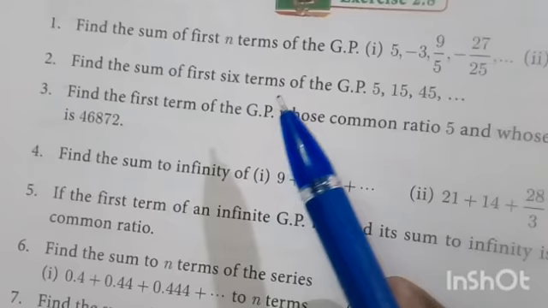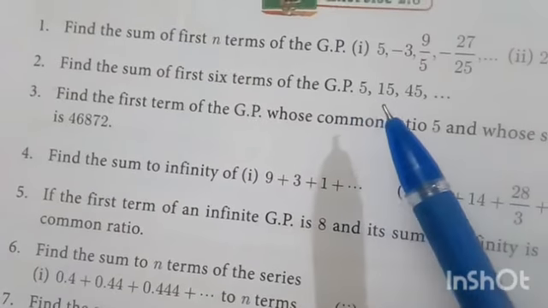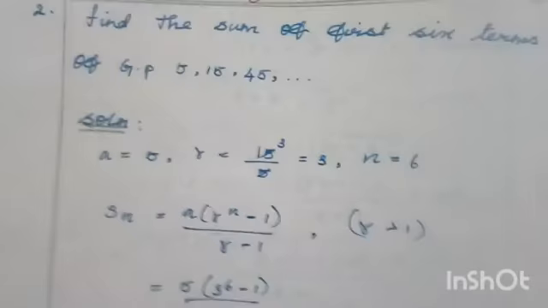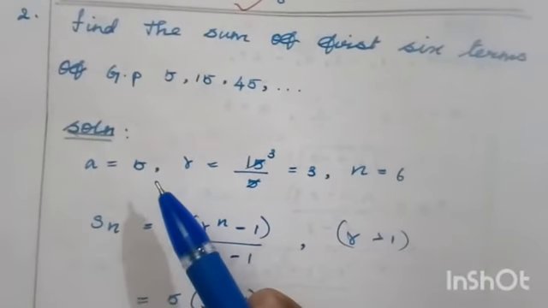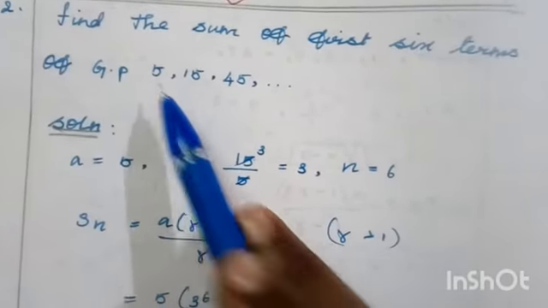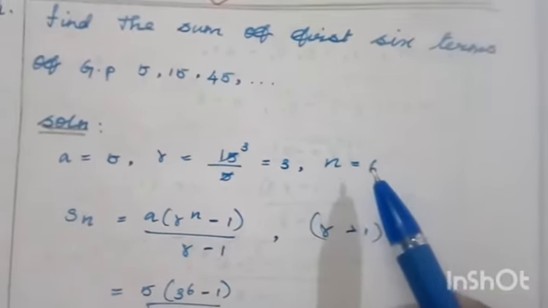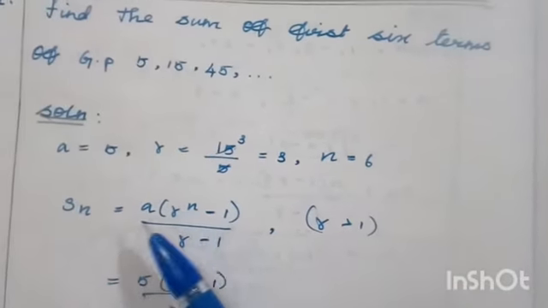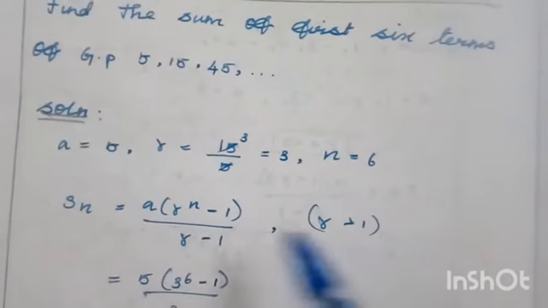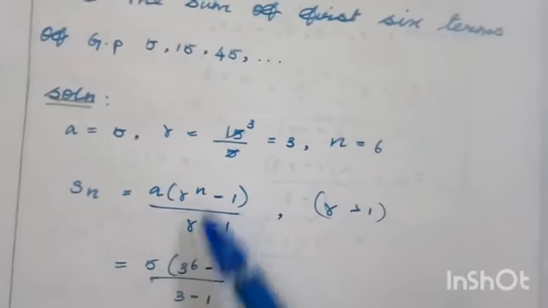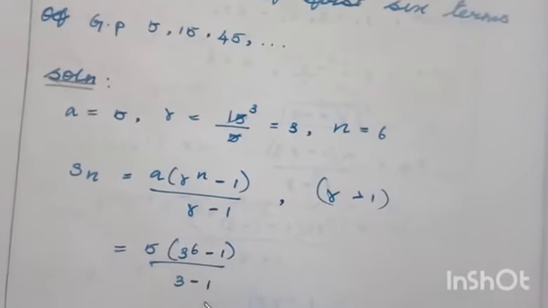Second question: find the sum of the first 6 terms of a GP 5, 15, 45, and so on. For this problem, the first term is 5, and the common ratio is the second term by the first term, T2 by T1, which is 3. We want the first 6 terms, so n equals 6. Now r is greater than 1, so we use the formula Sn equals a into (r power n minus 1) by (r minus 1). So a is 5, r is 3: 3 power 6 minus 1 by 3 minus 1.